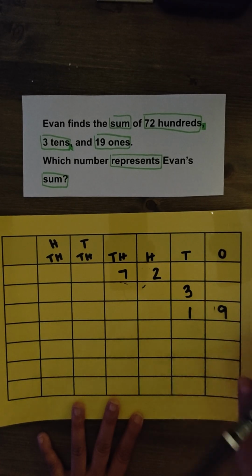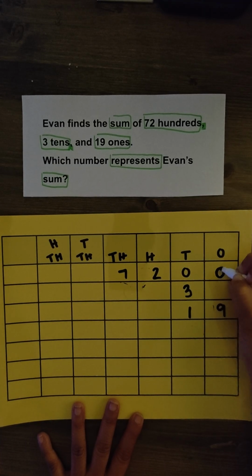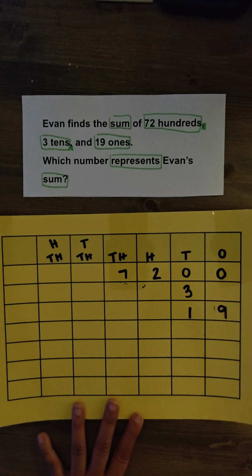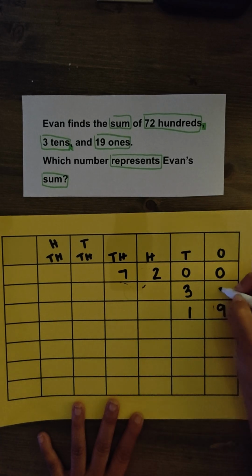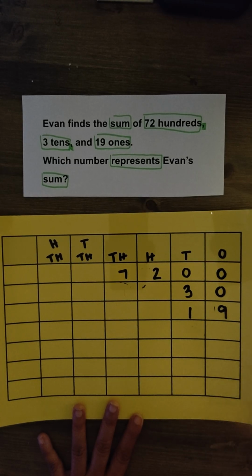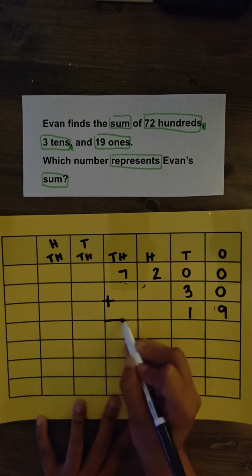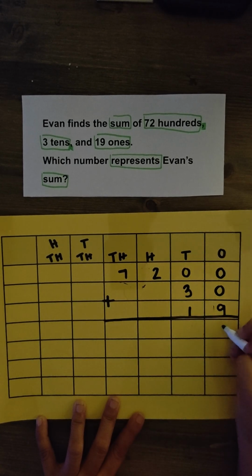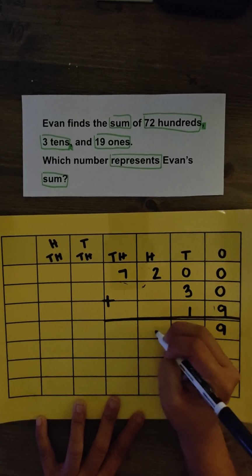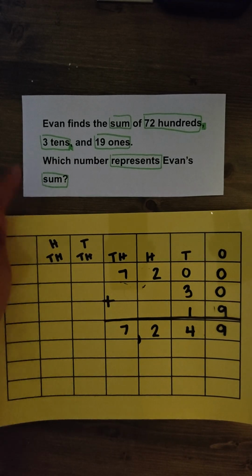All you have to do now is add your zeros to complete the value. For example, 72 hundreds turns into 7,200. 3 tens turns into 30. And then the 19 turned into 19. Okay, from here, all you have to do is add it all together. That'll be 9, 4, 2, 7. Okay, so Evan finds his sum, and his sum was actually 7,249.